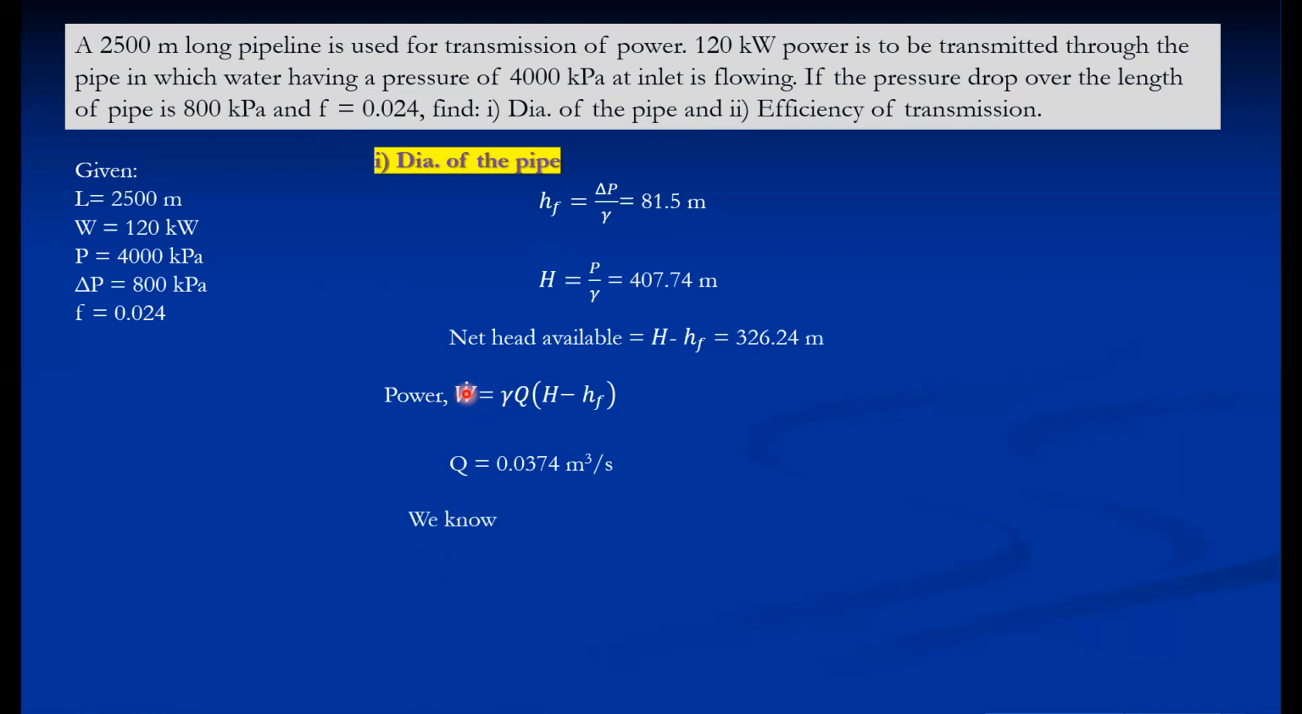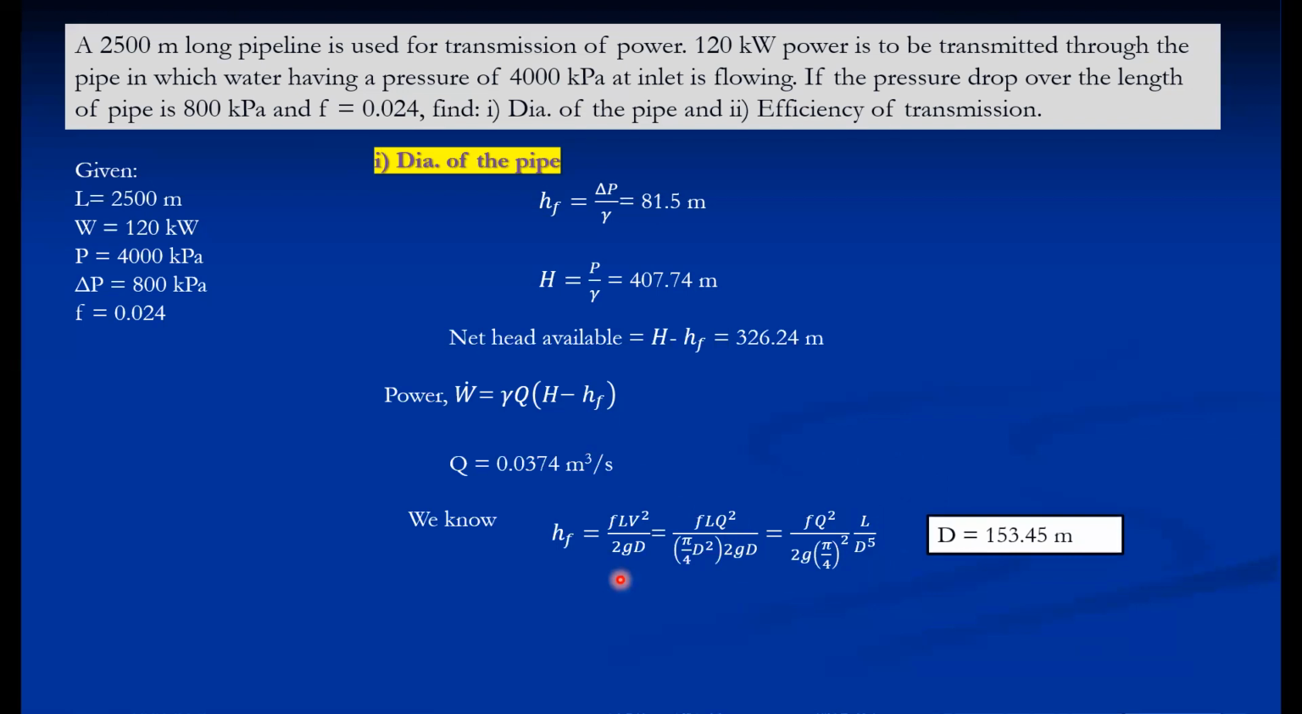From the discharge, we can calculate the diameter, because HF is equal to F L V square by twice g D. Instead of V square, we can write Q square divided by the area square, that is pi by 4 D square. In this particular equation, we have all the terms except diameter. All are known quantities, so putting the values, we can calculate the diameter. This is the diameter of penstock, or the pipeline, required to get this much power, that is 120 kilowatt.